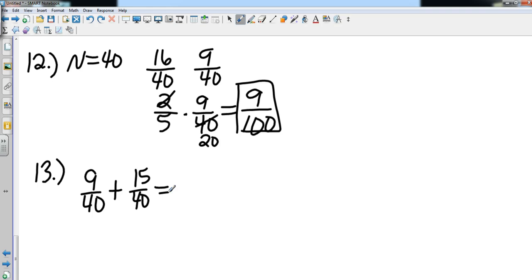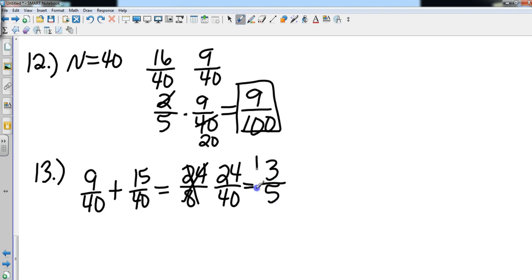Since those already have common denominators, I'm not going to reduce anything. I'm going to add those together, and I'm going to get 24 over 80. Excuse me, that's horrible math. 24 over 40, because we don't add our denominators. Both of those are divisible by 8 as well. So 8 goes into 24 3 times, goes into 40 5 times. So the answer would be 3/5.